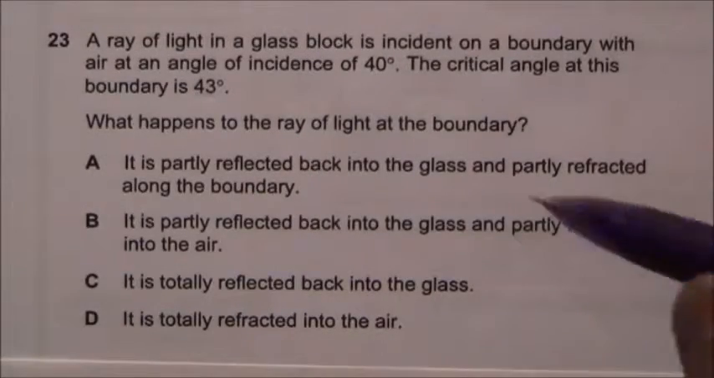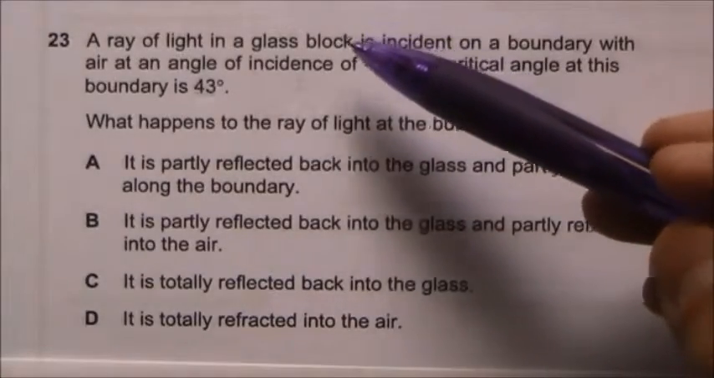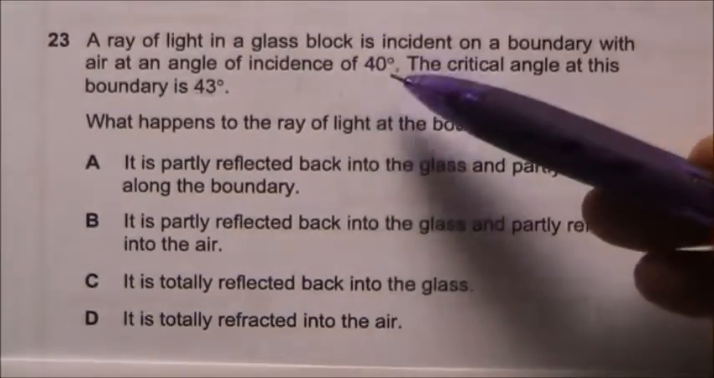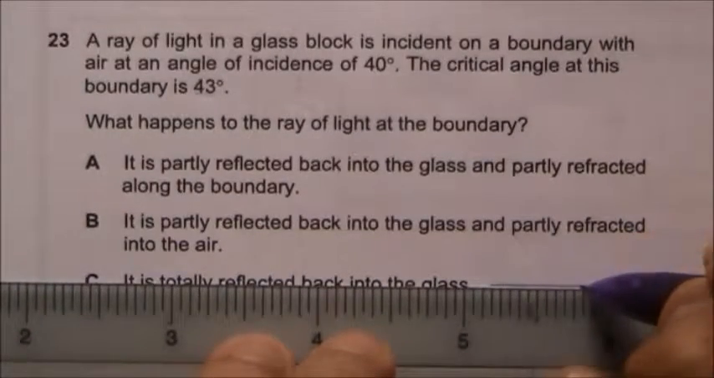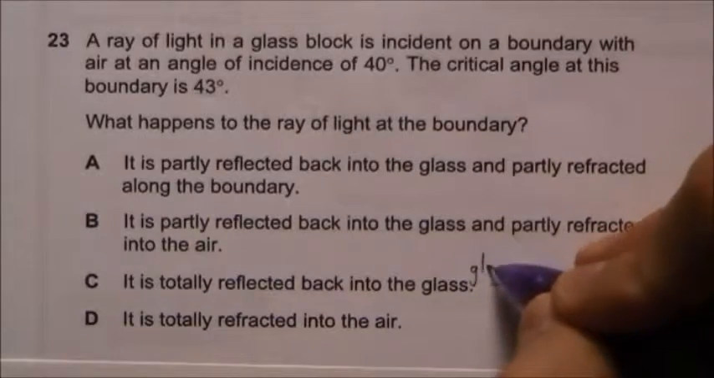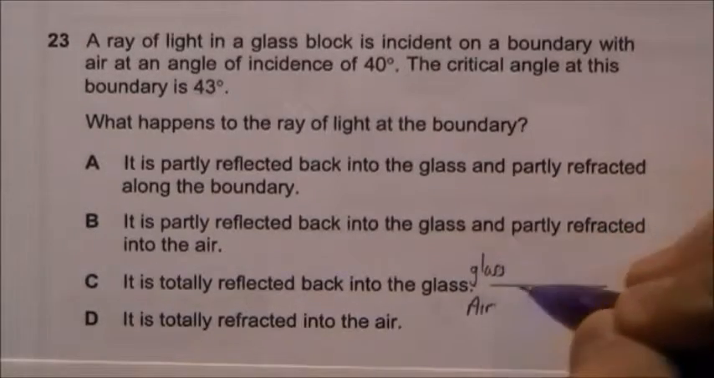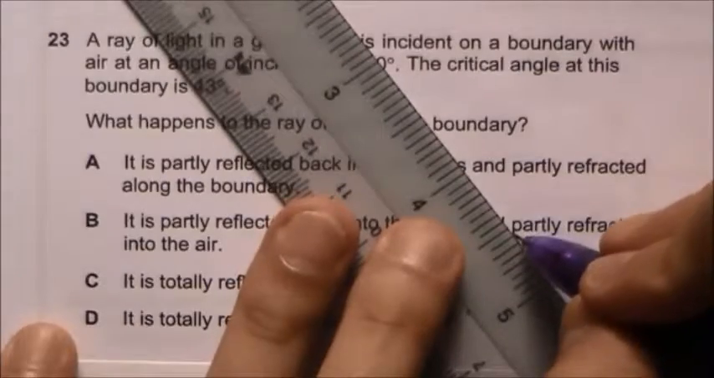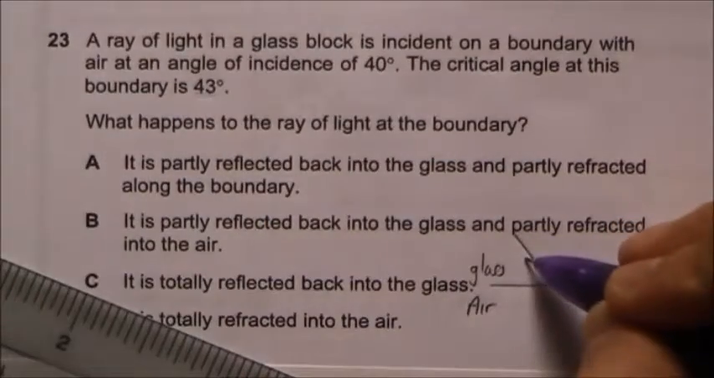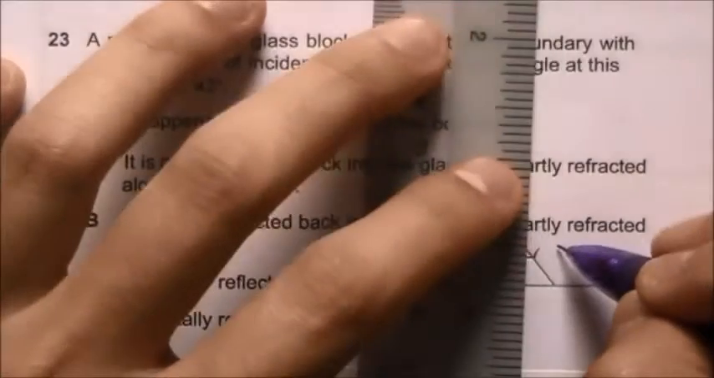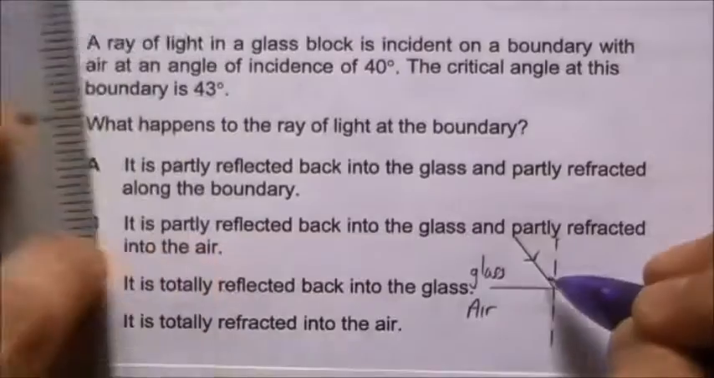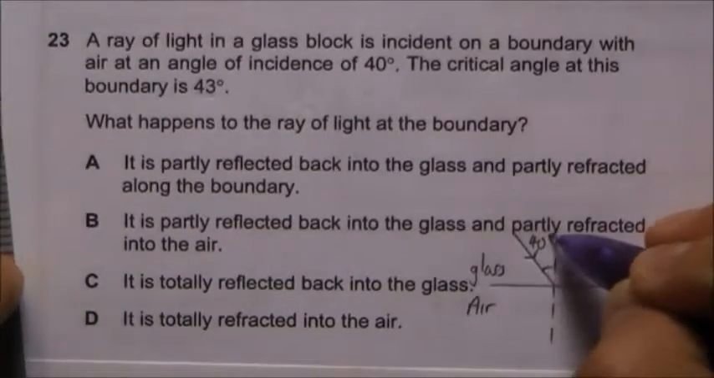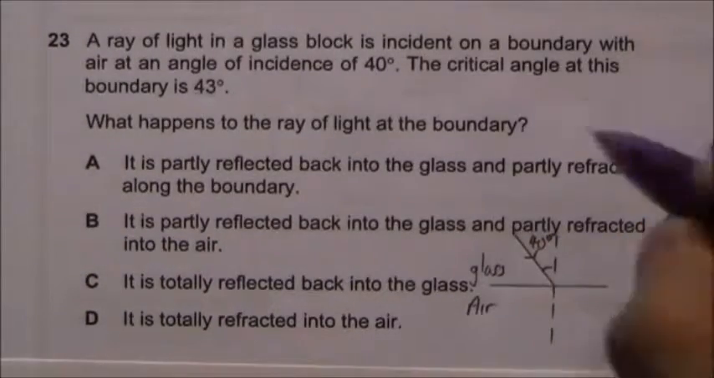Okay, in this question we have a light ray that is traveling from glass to air at an angle of incidence of 40 degrees. So we can draw a simple diagram here. Glass and air with the incident ray hitting the contact surface at an angle of 40 degrees. Okay, we are given that the critical angle is 43 degrees.